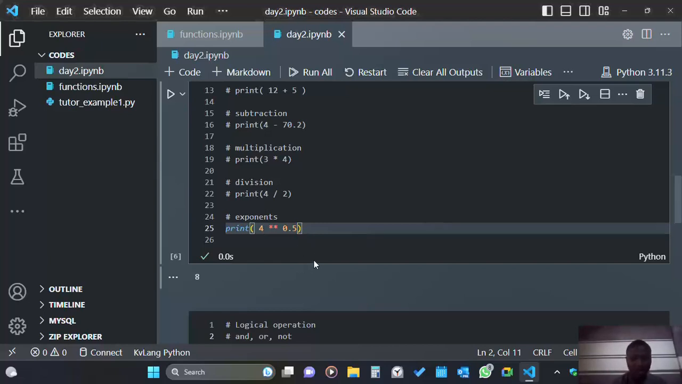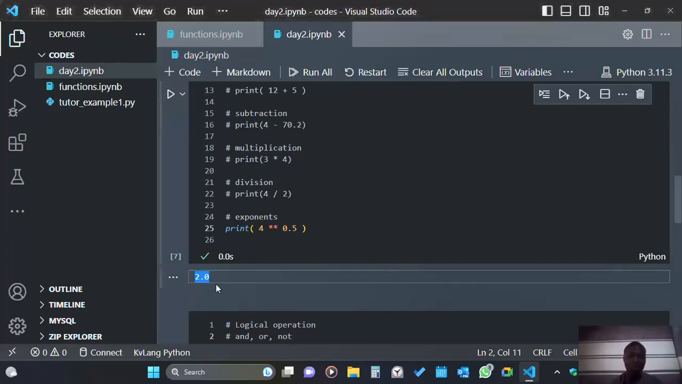Okay, and we'll stick to square root. So 4 double asterisk 0.5, meaning the square root of 4, and we're expecting our answer to be what? 2. So 2 times itself will give us 4. Okay, and this is how you deal with your power.